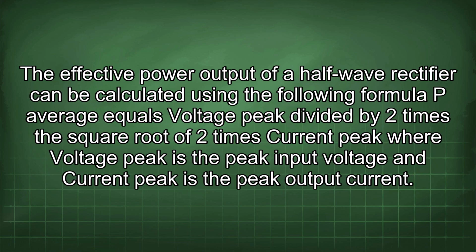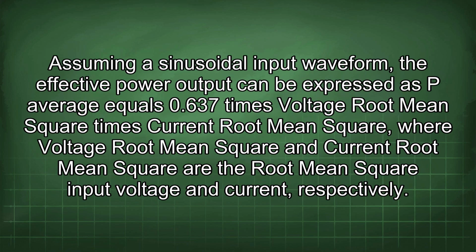The effective power output of a half-wave rectifier can be calculated using the following formula: P average equals voltage peak divided by 2 times the square root of 2 times current peak, where voltage peak is the peak input voltage and current peak is the peak output current. Assuming a sinusoidal input waveform, the effective power output can be expressed as P average equals 0.637 times voltage root mean square times current root mean square, where voltage root mean square and current root mean square are the root mean square input voltage and current, respectively.